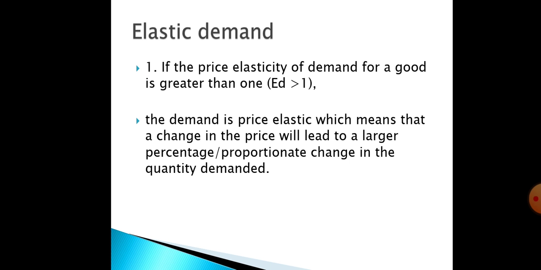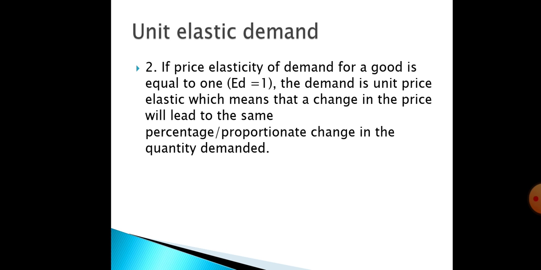Elastic demand. If the price elasticity of demand for a good is greater than 1, it means the demand is price elastic, which means that a change in the price will lead to a larger percentage or proportionate change in the quantity demanded. Unit elasticity. If price elasticity of demand for a good is equal to 1, what does it mean? It means if we have a unit change in the prices, there would be the same proportionate change in the quantity demanded.